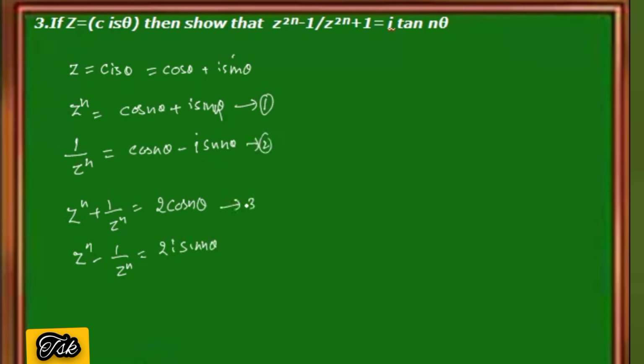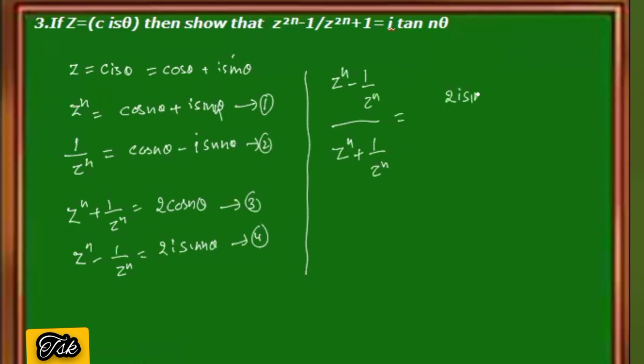So this is 2, this is 3, this is 4. Divide 3 and 4. There is z power n minus 1 by z power n over z power n plus 1 by z power n, which is nothing but 2i sin n theta by 2 cos n theta. The 2 gets cancelled here. We're taking LCM. This becomes z power 2n minus 1 by z power 2n plus 1 is equal to i into tan n theta. This is problem number 4.